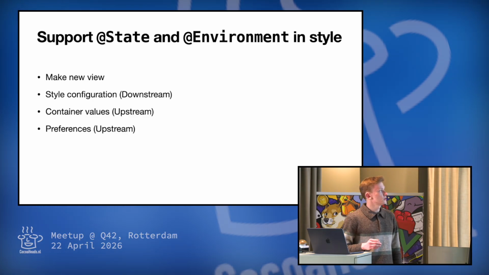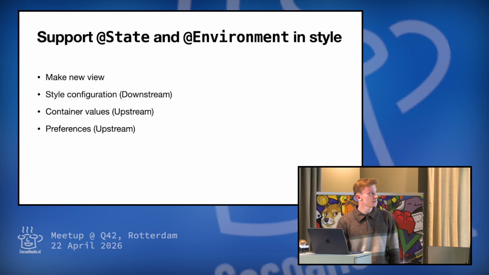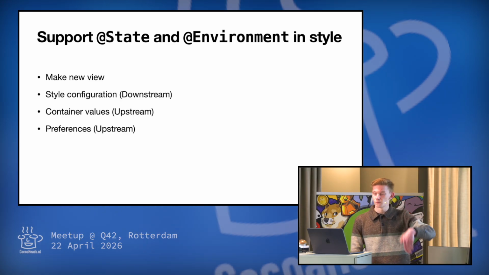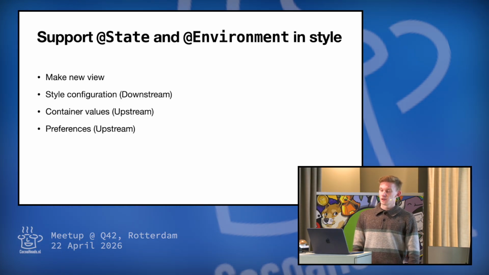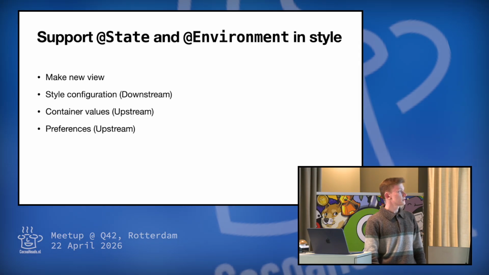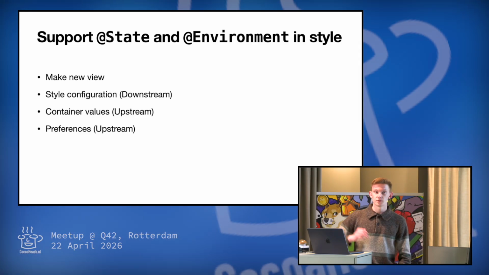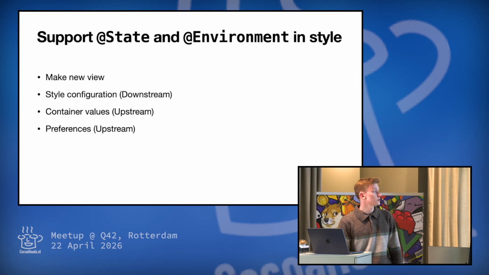You can also use the style configuration that you defined for the cell or for the body and add parameters there if you want to have data flow downstream. You can also use container values to make data flow upstream into the parent, and you can also use preferences if you want it to travel even higher up in the hierarchy.